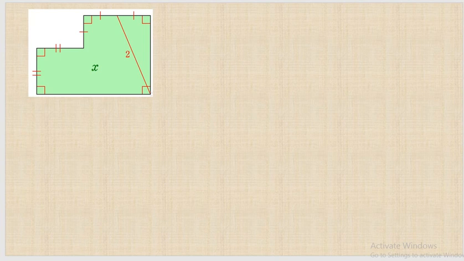Hi viewers, so I am back with one more question of geometry. This is the shape that is given, and its area is given as some x. We need to find out the area of this green region. Now what he has given is that this particular length is 2 units.